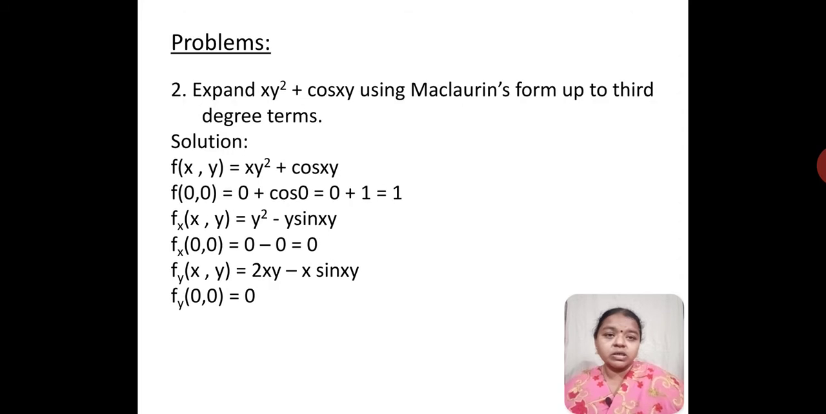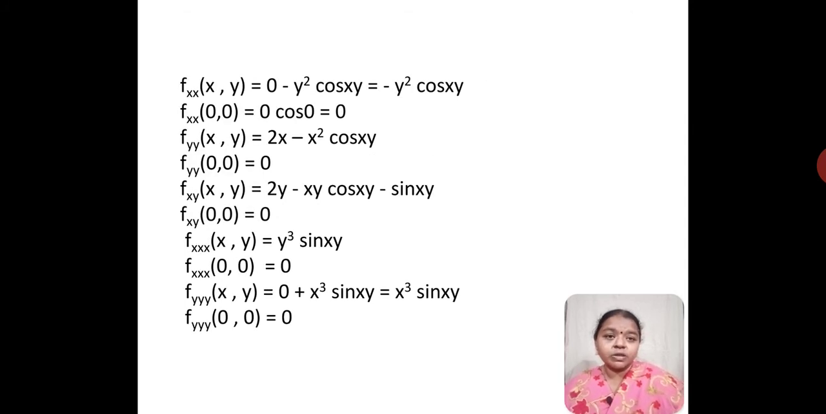So next let's find f double x of x comma y. So what is the term here? It is y square minus y sine xy. Since y square is a constant, it becomes 0. Minus y sine xy, I have to differentiate. Minus y is a constant. Differential of sine xy, you can see here, it is cos xy into y. Y into y is y square. So you get minus y square cos xy. Put x is equal to 0, y is equal to 0. F double x of 0 comma 0 is equal to 0 into cos 0, which is 0 into 1, that is definitely 0.